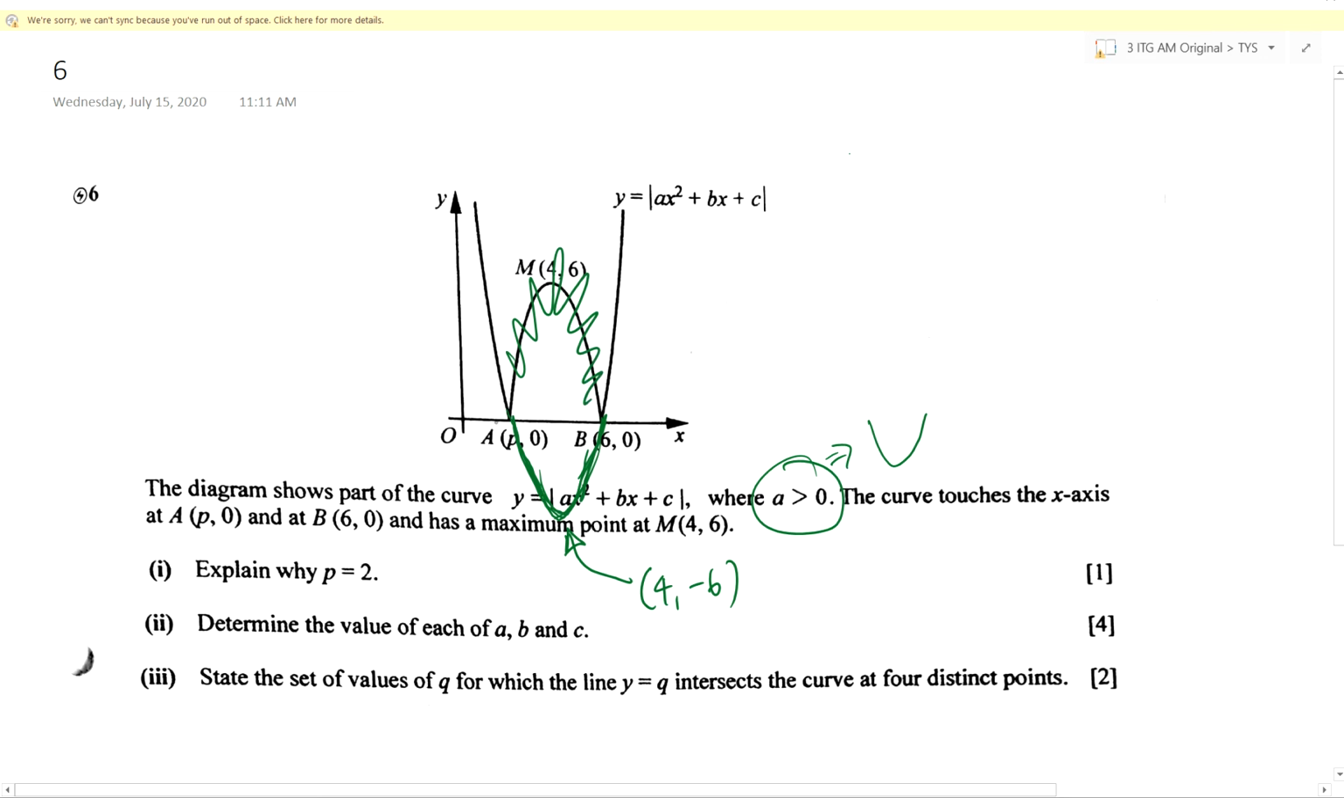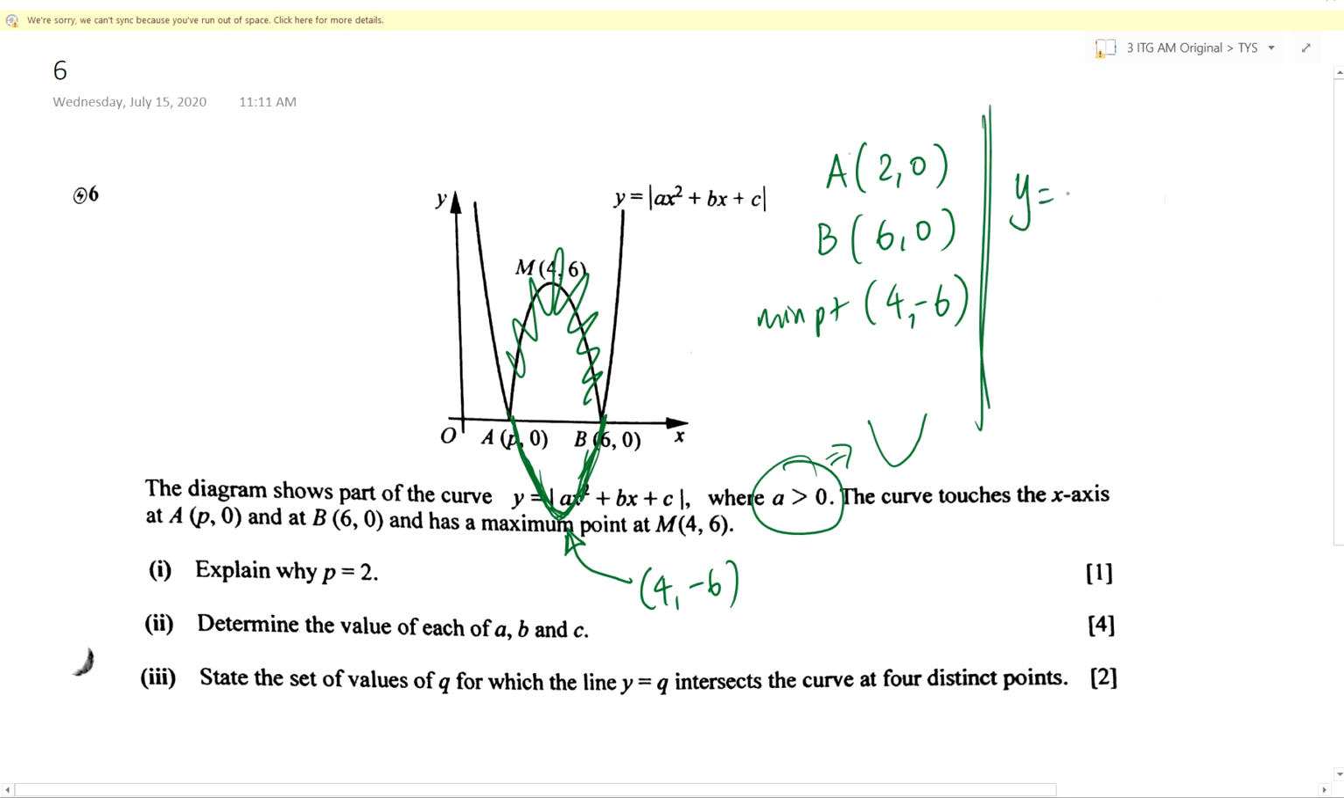So what I have now is that I have the coordinates of A, which is 2, 0. I have the coordinates of B, which is 6, 0, and the coordinates for the minimum point, which is 4, -6. I have three sets of coordinates. That means I have 3 x and 3 corresponding y values. The equation of the graph is now going to look like this. Y equals to ax squared plus bx plus c. I have removed the modular sign to make it correspond with my original graph.